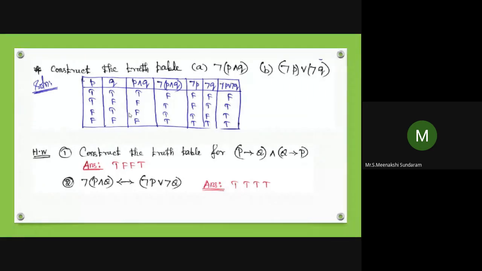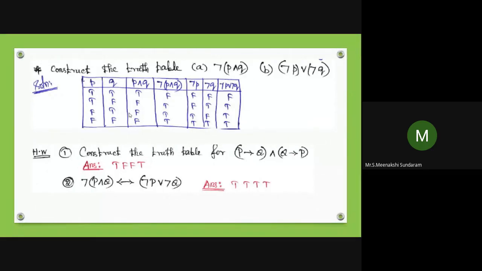So both inputs true, my output is true. One input true, the other false, the output is false. False, true, the output is false. And both inputs false, the output is true. Can you remember true, false, false, true? What is the statement of this one? Previously you saw the connectives. What connective is this? True, false, false, true: if both inputs are the same, the output is true; for different inputs it is false.